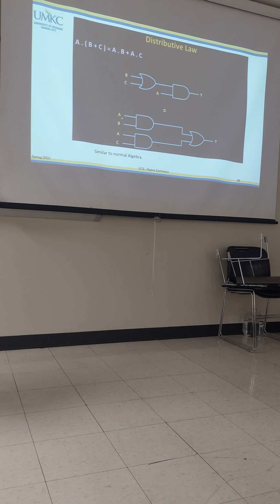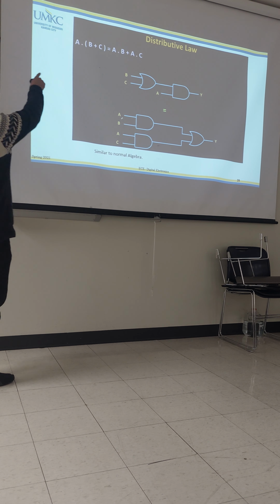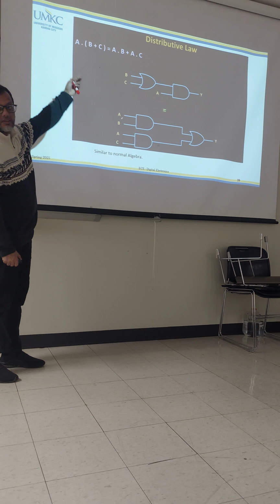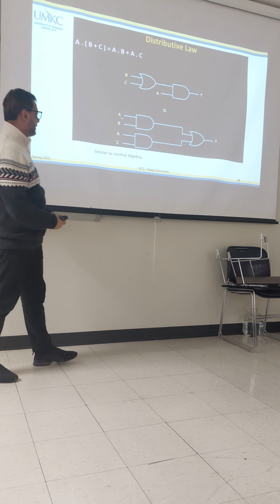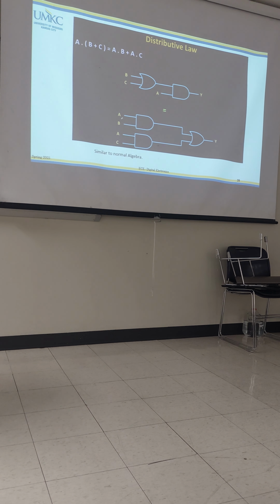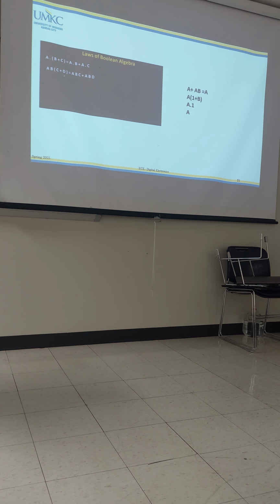The distributive law is similar to normal algebra. That means you just multiply. So A dot (B plus C), A AND-ed with B or C, equals AB plus AC. A simple, normal algebra. Okay? This is known as the distributive law. So for example, we can just write AB plus AC.